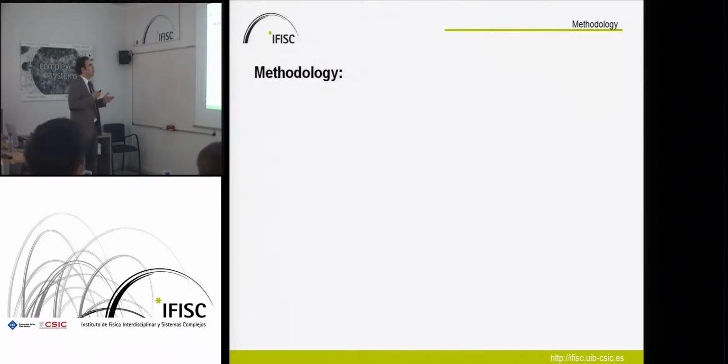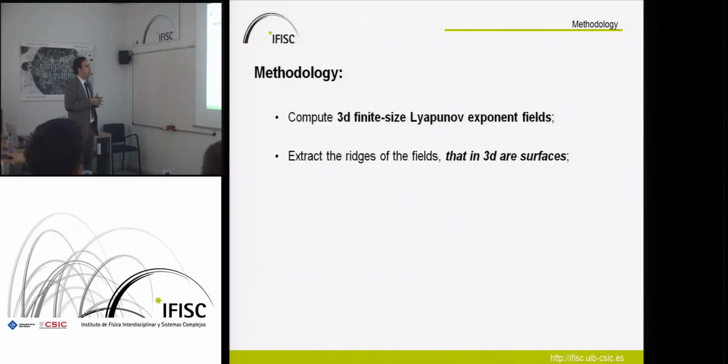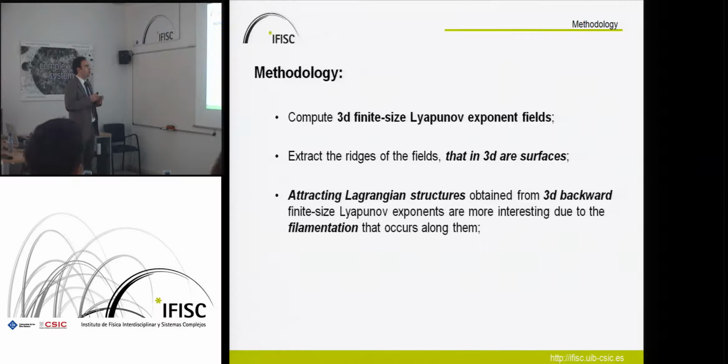So to sum up our methodology, what we do firstly is to compute the 3D finite size Lyapunov exponent fields, and then we extract the ridges of these fields, which in 3 dimensions are surfaces. So we can extract both the forward, repelling, and the attracting Lagrangian structures, but we are mostly interested in the attracting Lagrangian structures because it is along these attracting structures that filamentation occurs.